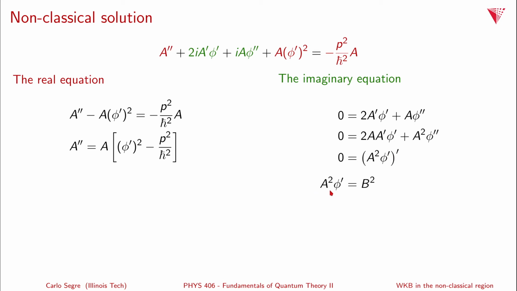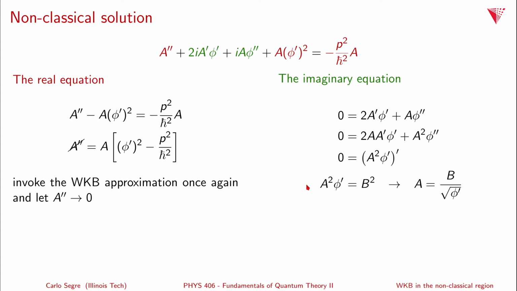We can solve this again as before. We get the a squared phi prime stuff inside here. When we integrate this out, it's just equal to a constant because you have 0 on the other side. And we'll call that constant b squared. Or a is equal to b over the square root of phi prime. So all this is exactly as we had for the classical region.